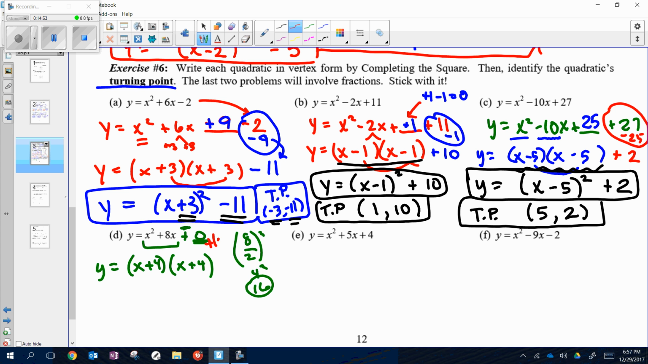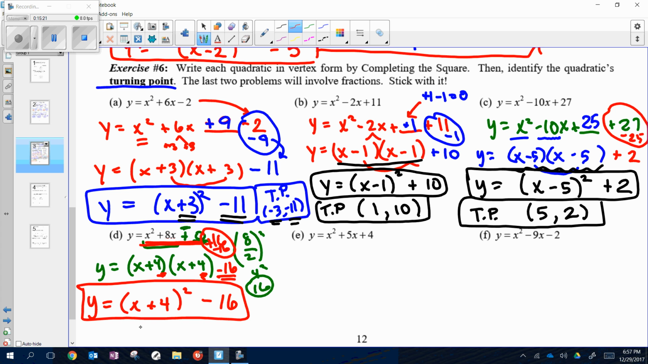So I'm adding 16 to nothing, which means I needed to take 16 away. So this is (x plus 4) squared, take off 16. The reason you're adding it in and taking it away is you don't want to change the value of what you started with. So by putting in this 4, 4, 16, I need to offset it and take it away. My vertex then would be negative 4, negative 16. Turning point, vertex.